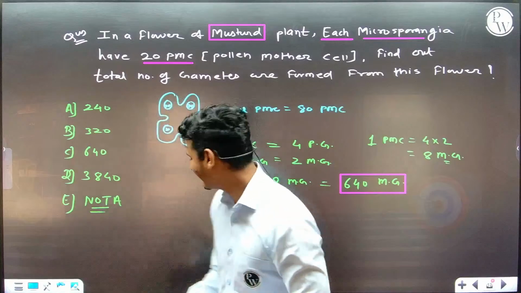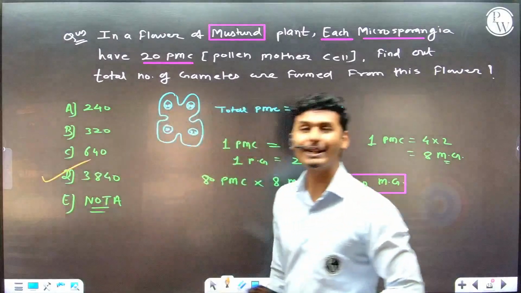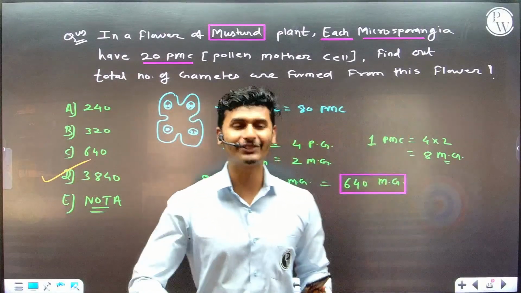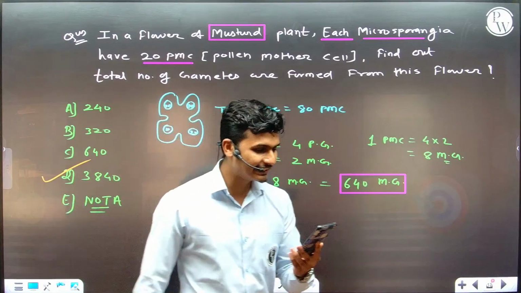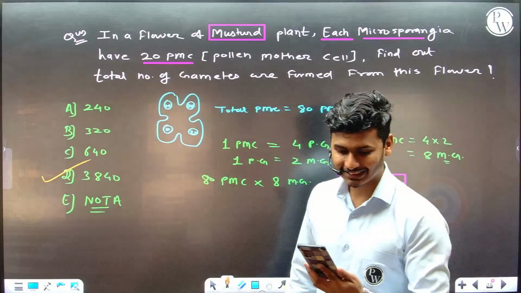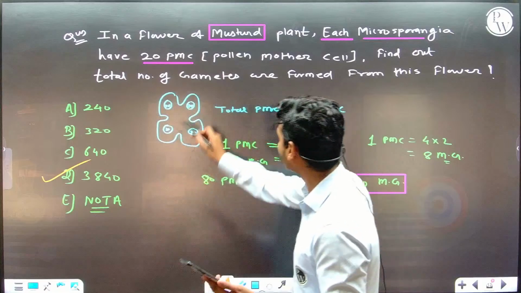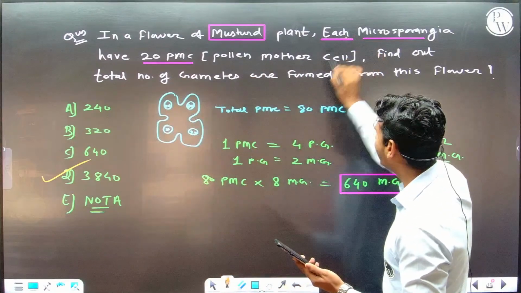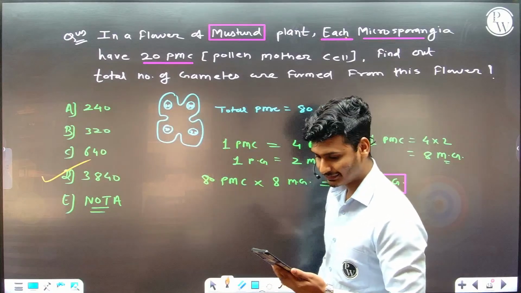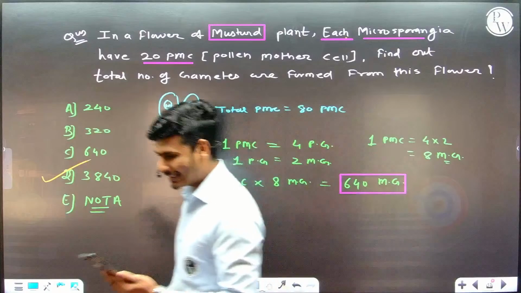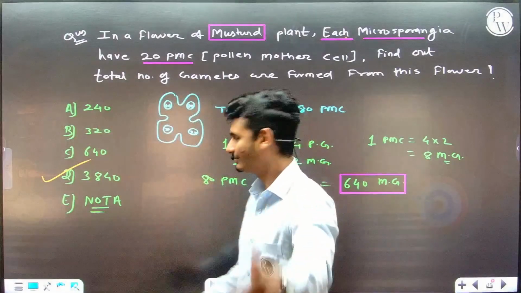If I am saying the correct answer is 3840, how come 3840 is the answer of this question? Mallar, Sneha, Aditya, Neeraj, Shiva, Ojas, can you get my point? Sir, 20 PMC, yes, but each microsporangium means 20, 20, 20, 20. Right? So 80 PMC. Now, here is the twist.